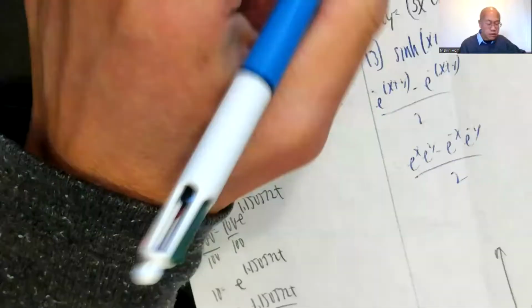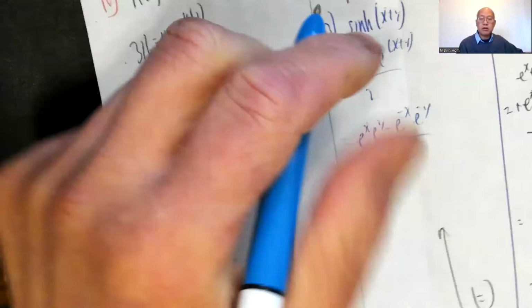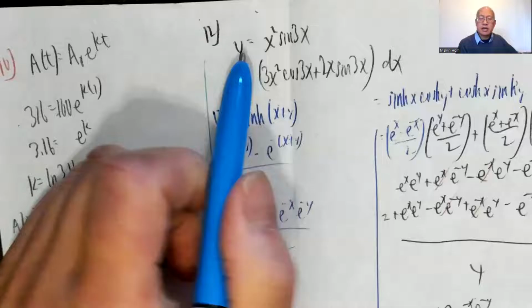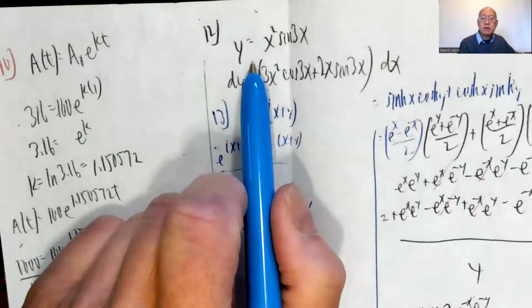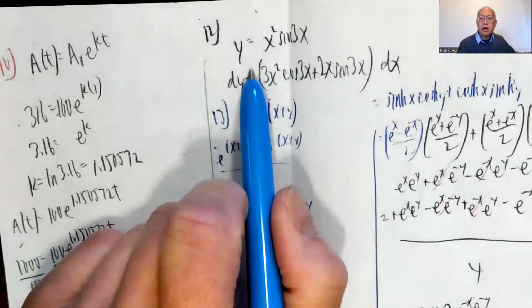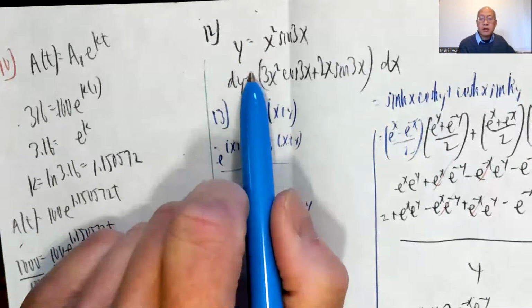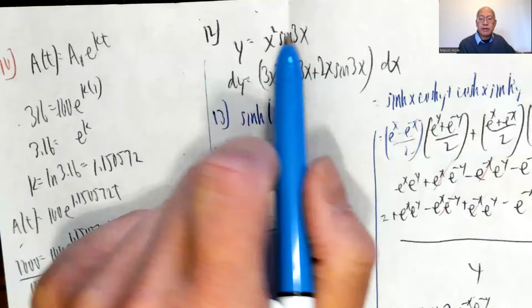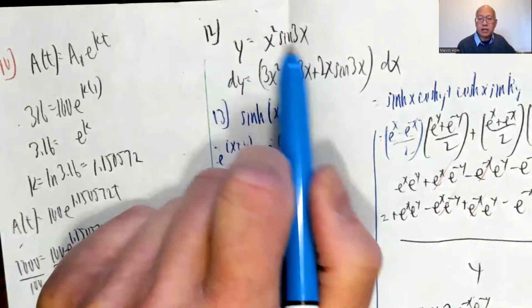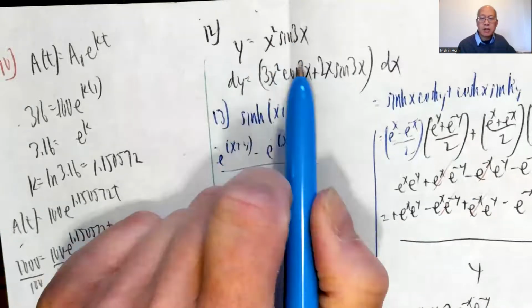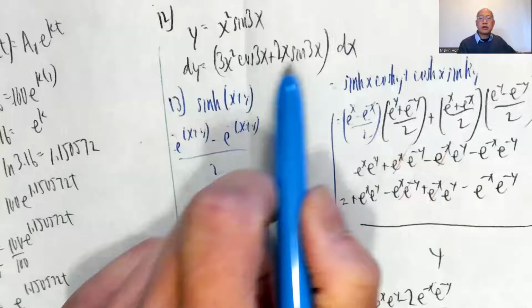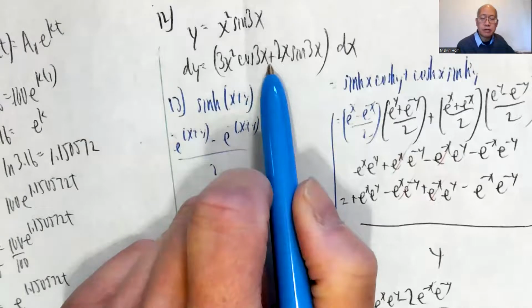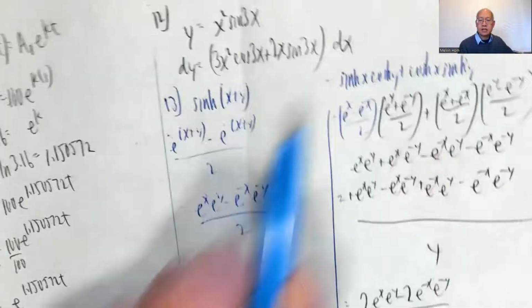Okay, number 12, to find a differential, dy is just a simple product rule. First, x squared times the derivative of the second, the derivative of sine 3x is cosine 3x times 3, plus the second function, sine of 3x times the derivative of the first, which is 2x. So dy equals 3x squared cosine 3x plus 2x sine 3x dx.